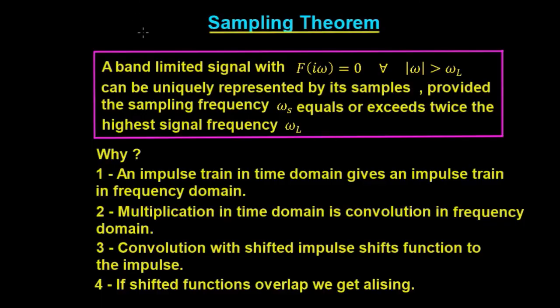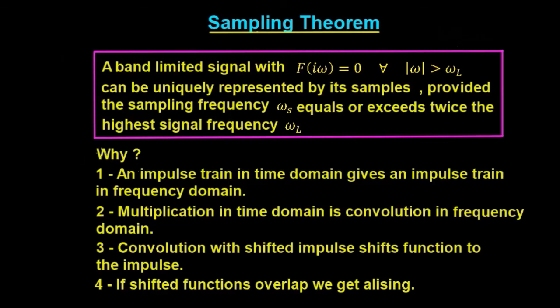So in summary, the sampling theorem tells us how we can avoid aliasing, and by avoiding aliasing we can ensure that a continuous function can be uniquely represented by a set of samples. It tells us that a band limited signal with the value f of I omega equaling 0 for all values of mod omega greater than omega L, can be uniquely represented by its samples provided the sampling frequency omega s is equal to or greater than twice the highest signal frequency omega L.